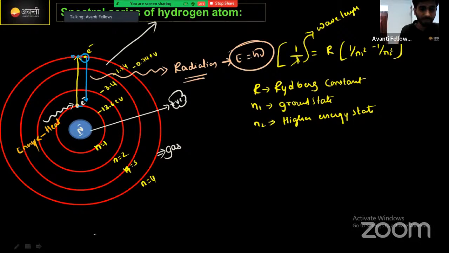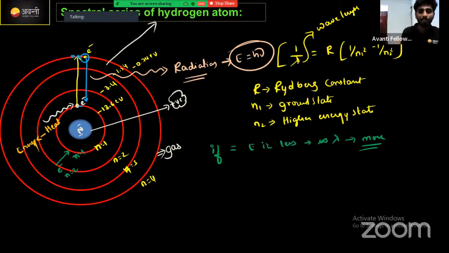One more point I want to add here. If the electron jumps from the second orbit to the first orbit, second to first, the energy is less, but the wavelength is more. First point: if it jumps from energy state n2 to n1, only one energy state, the energy is less and the wavelength is more.